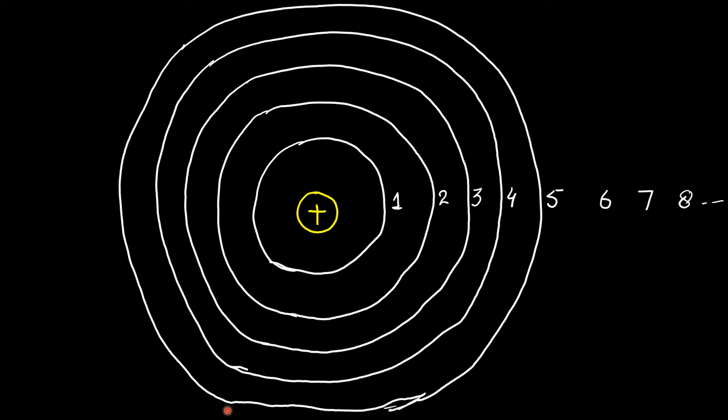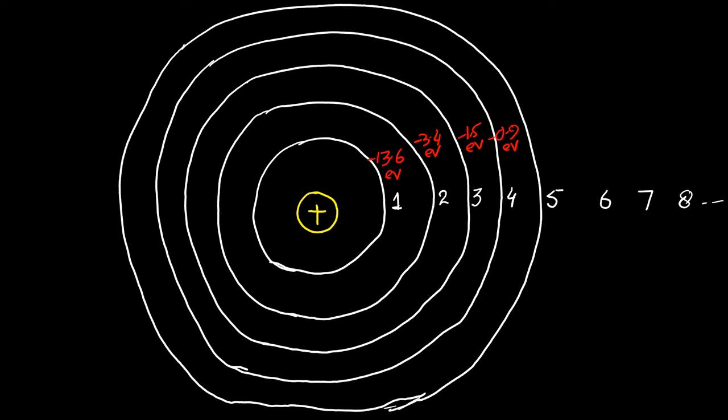So the electron in a hydrogen atom may be present anywhere around these energy levels. The first energy level has minimum energy. The energy of the first energy level is minus 13.6 electron volt. The energy of the second energy level is minus 3.4 electron volt. The energy of the third energy level is around minus 1.5 electron volt. And similarly, the energy of the fourth energy level is around minus 0.9 electron volt.